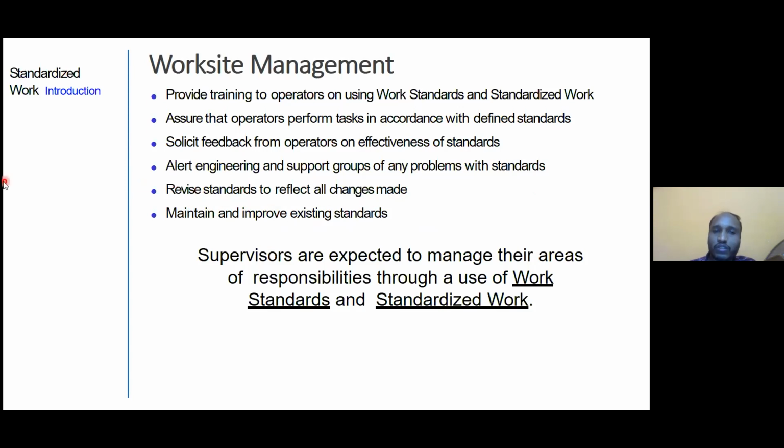I told you already, it should be reviewed on a frequent basis. Then only will we be able to fine tune the precision. Maintain and improve existing standards. Supervisors are expected to manage their areas of responsibility through the use of work standards and standardized work. So it is their responsibility.